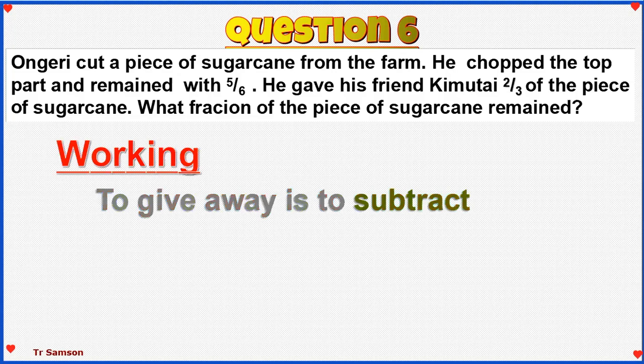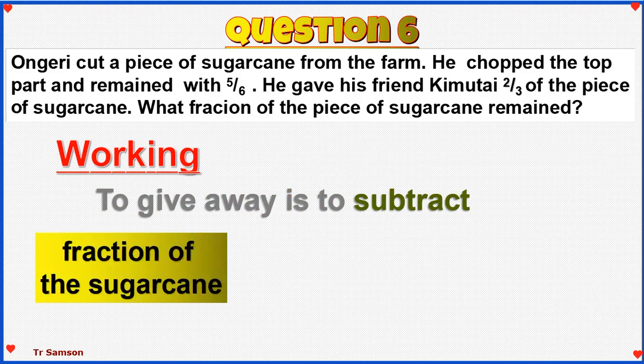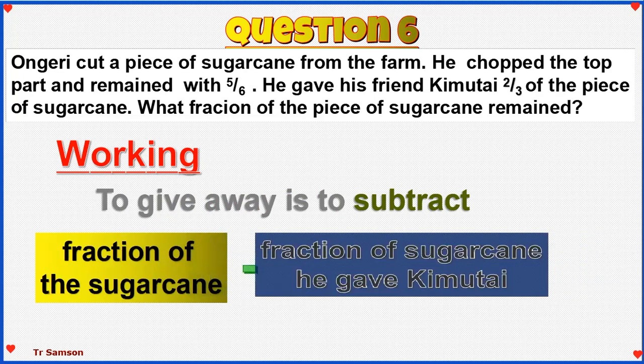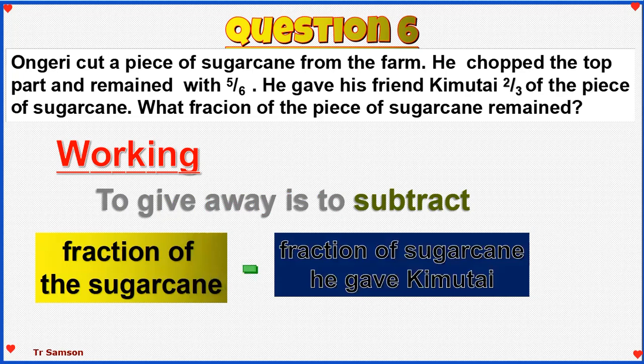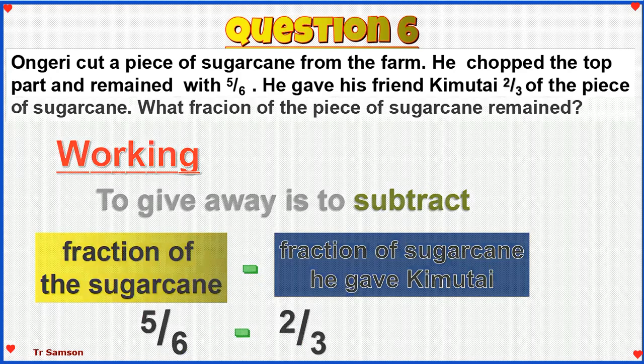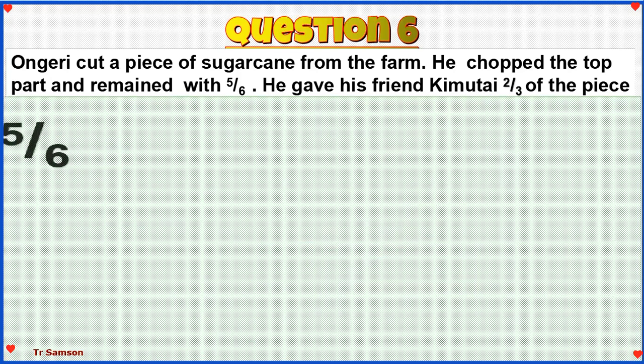Working out. So to give away is to subtract, isn't it? So the fraction of the sugarcane, take away the fraction of sugarcane he gave to Kimutai. So that means the fraction of the sugarcane he had after chopping the top part, it was 5/6 minus 2/3, the part that was given to Kimutai. So that is the concept. All right. So 5 over 6 taking away 2 over 3.